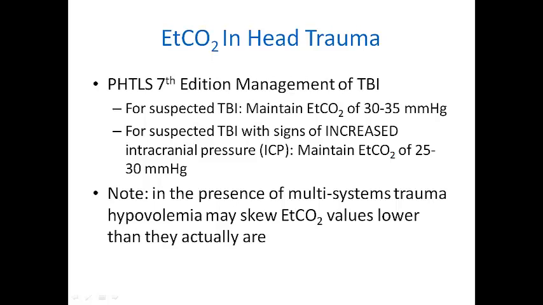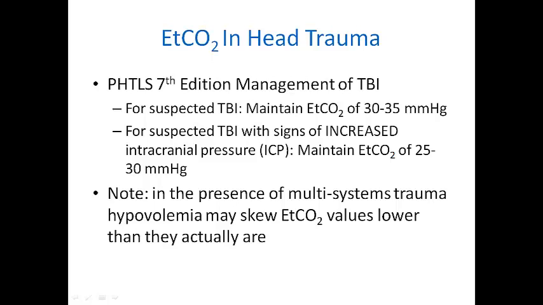PHTLS's 7th edition includes management of traumatic brain injuries to have a maintained end-tidal CO2 of 30 to 35 millimeters of mercury. To achieve this, you're generally going to ventilate slightly faster than normal to bring the end-tidal CO2 level down in a patient, inducing mild hypocapnia. For patients with a traumatic brain injury and signs of increased intracranial pressure, PHTLS's 7th edition recommends maintenance of end-tidal CO2 of 25 to 30 millimeters of mercury.